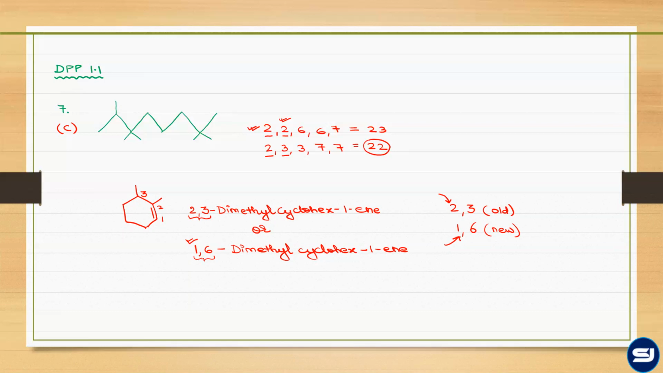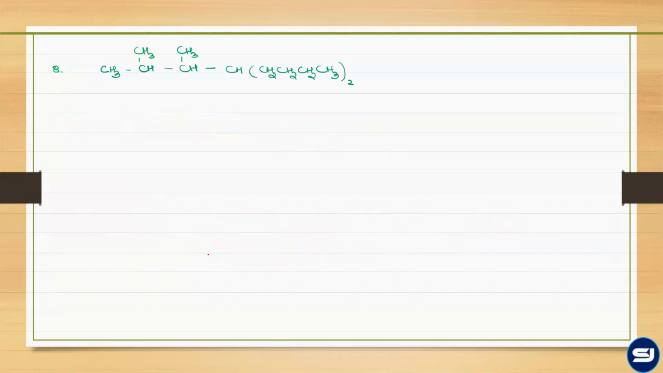Okay, so for the order of priority between the substituent numbering and the sum of the locants, the first one gains the priority. That's it. Next.